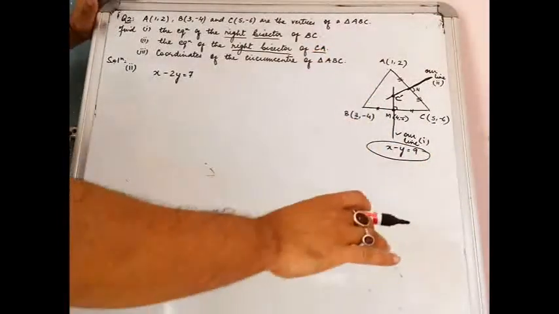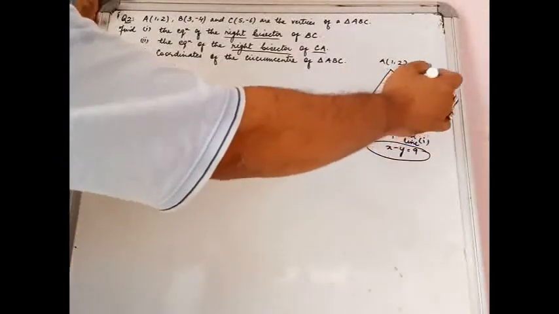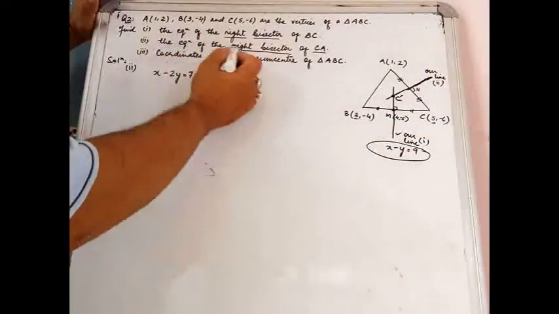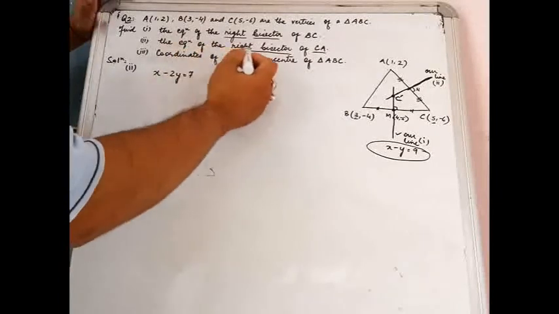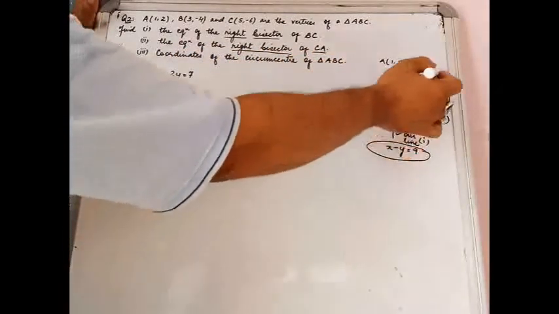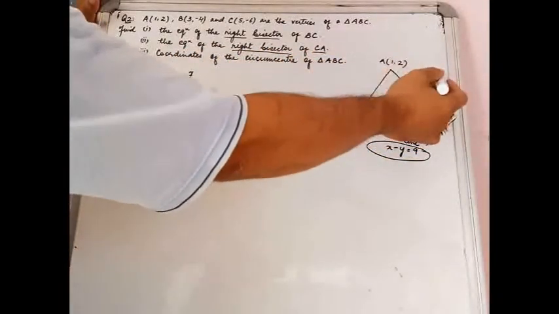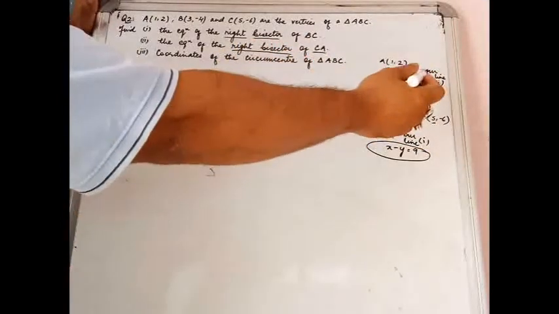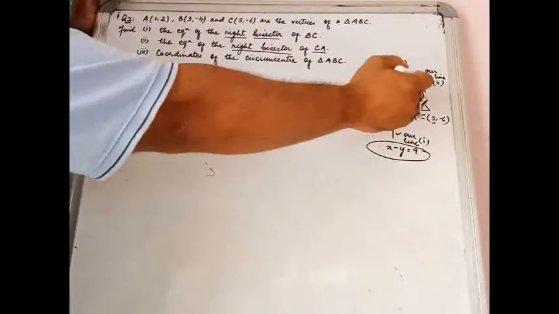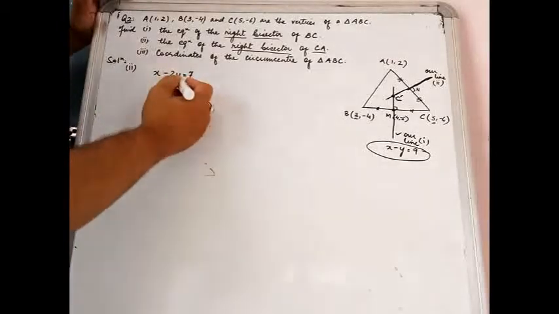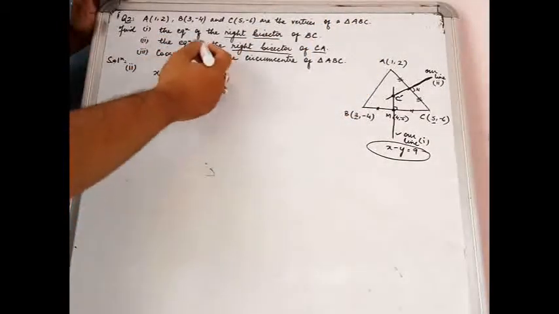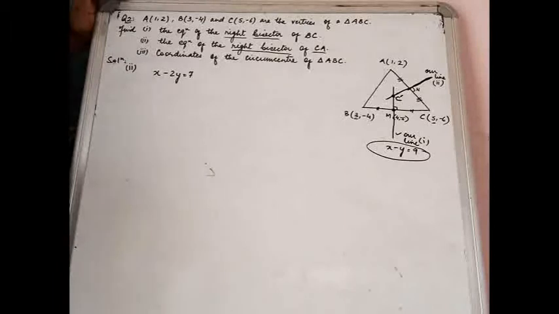Similarly, using the same process, you can find the equation for the second part also, the equation of the right bisector of CA. So this is the right bisector, which is our line for the second part. Using the same procedure, you will get the equation of the other line for the second part as x minus 2y is equal to 7.